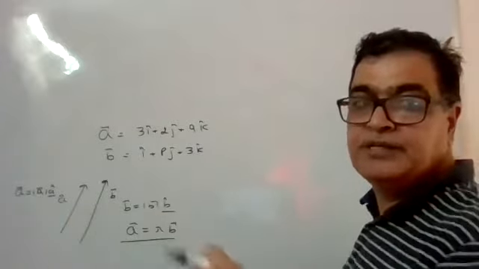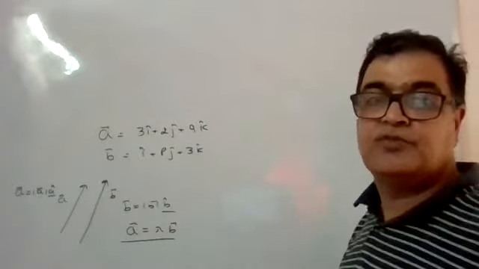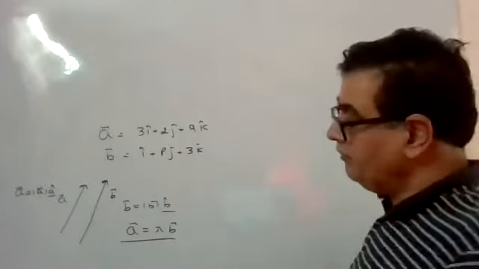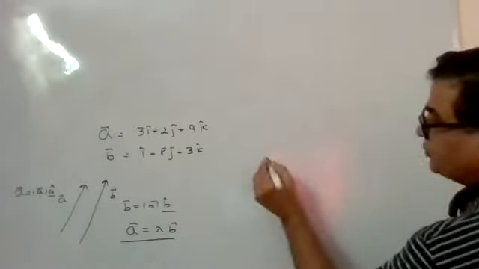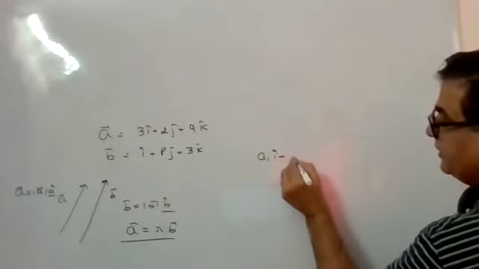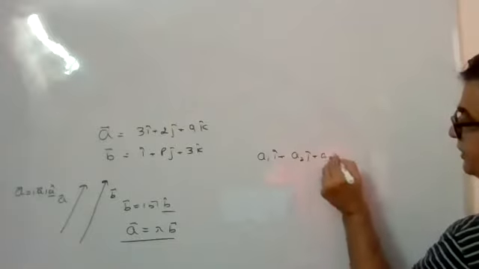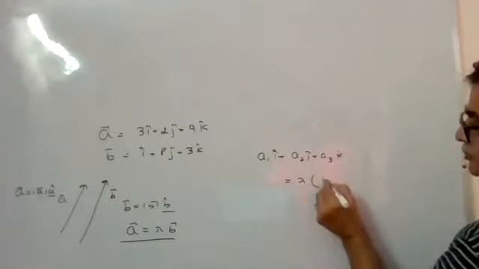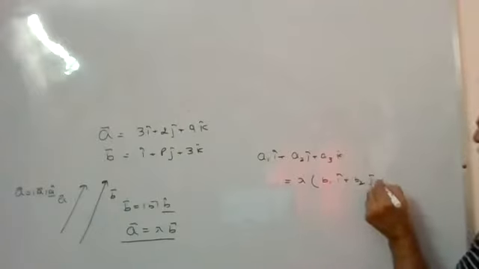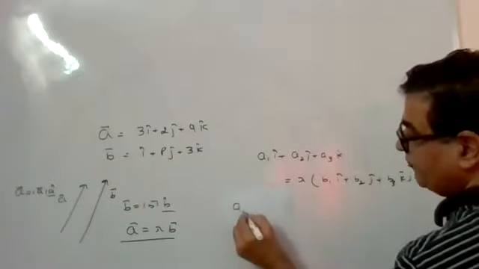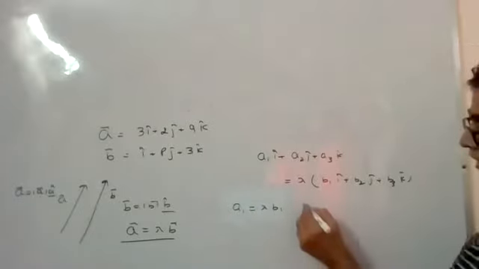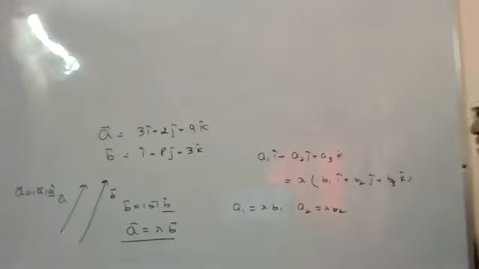One will be a multiple of the other means one will be 2 times of the other, or half times of the other, or 3/2 times of the other. But if parallel, one will be lambda times of the other. And one more thing: if one vector, A1i plus A2j plus A3k, is lambda times of B1i plus B2j plus B3k, and these two vectors are the same, then A1 will be lambda B1, A2 will be lambda B2, because their components should be the same now that we have made this lambda times. A3 will be lambda times of B3.